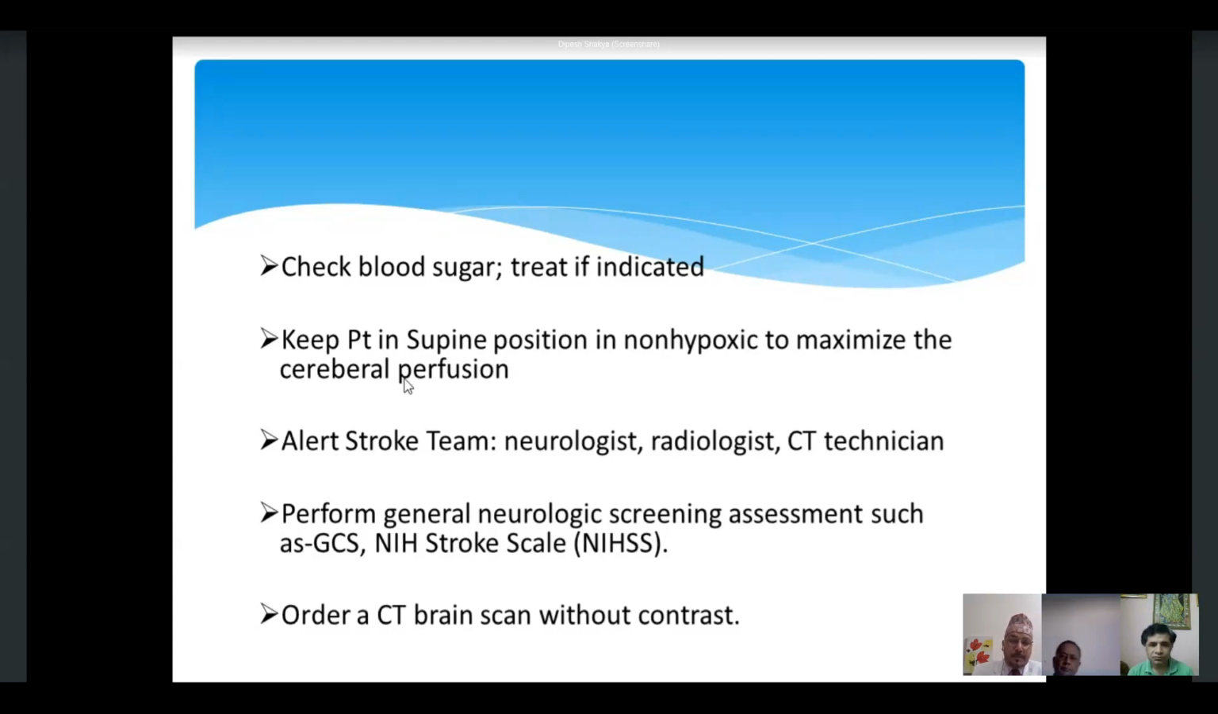The patient should be kept in the supine position in a non-hypoxic patient. In the supine position, the patient's cerebral perfusion is maximized, but make sure the patient is not toxic, is not unconscious, and has no symptoms of increased ICP. This should be considered when the patient is kept in the supine position. By this time, 10 minutes, alert the stroke team, neurologists, radiologists, and CT technicians. Perform a neurological screening test, that is GCS, NIHSS score, and a routine neurological examination. By 10 minutes, we should order a CT scan brain without contrast.